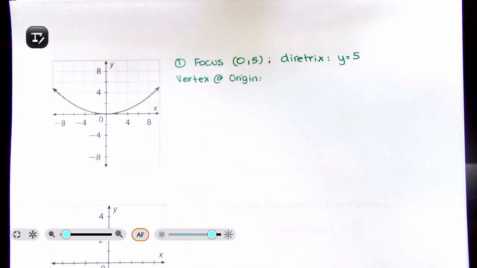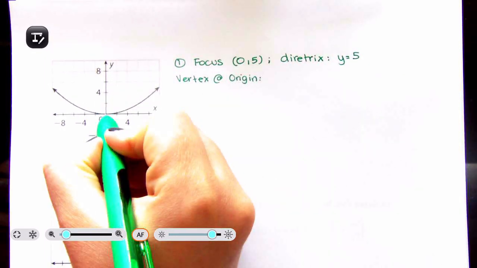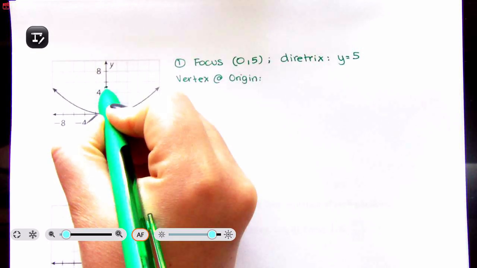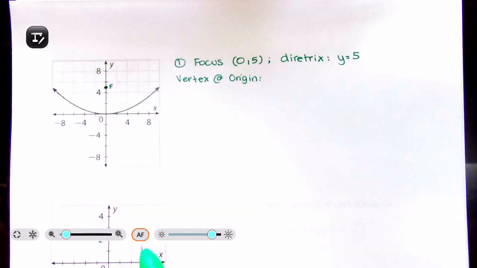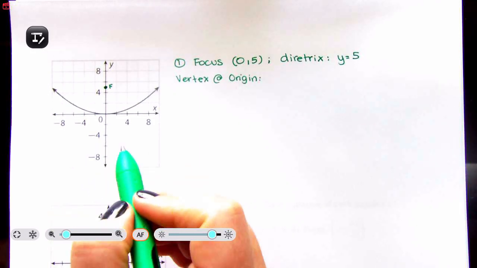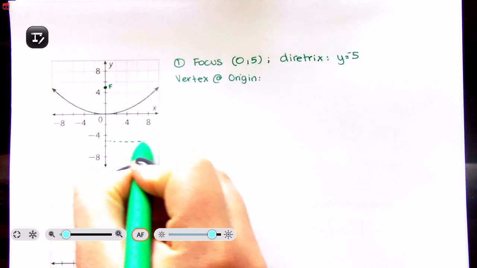So my number 1 recommendation when you're writing these equations is draw them out. I am a visual person, so for me, drawing them out helps a lot. So I'm going to do that. Focus is 0, 5, so 0, 5. Here's 2, 4, 5. Here's my focus. Directrix is at y equals negative 5. Here's negative 4. This should be negative 5. Here's my directrix.